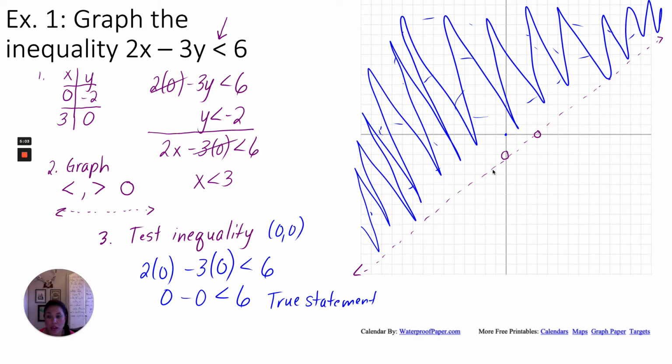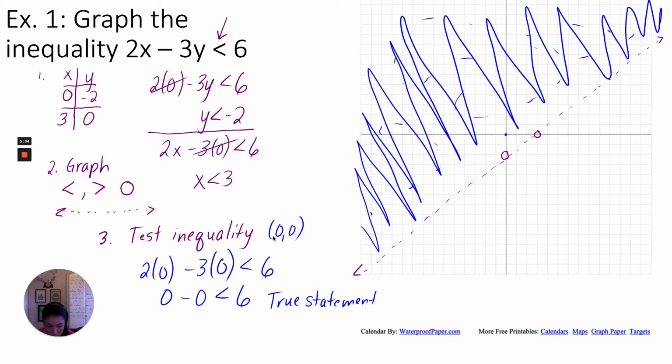Okay, so remember the main points. You need to set up your table of values to get your coordinates. Then you need to graph it, paying attention to the inequality sign. If it is less than or equal to, you need to have an open circle. Also, you need to have a dotted line. Then you need to test your inequality statement to see if it's true. The easiest way to test it is using the origin, which is 0, 0.